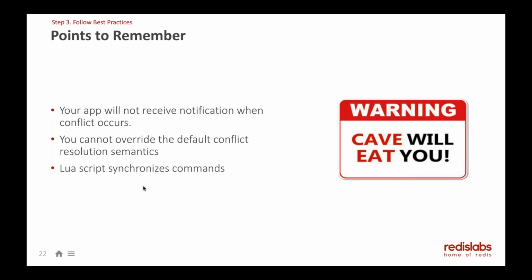One question that commonly comes is, what happens if there is a conflict? Will the app know that there was a conflict? The answer to that is no. All the conflicts are resolved in the background, and the app will not get any notification if there is any conflict. And also the apps cannot override any default conflict resolution semantics. The conflict resolution semantics are already defined in Redis Enterprise, and we have already chosen the right conflict resolution semantics for that data structure, and you cannot override the default semantics.